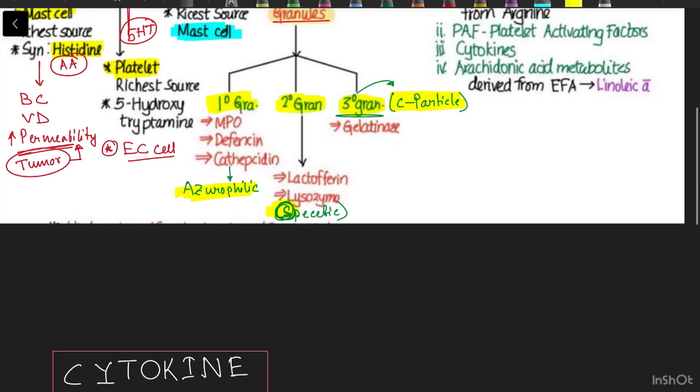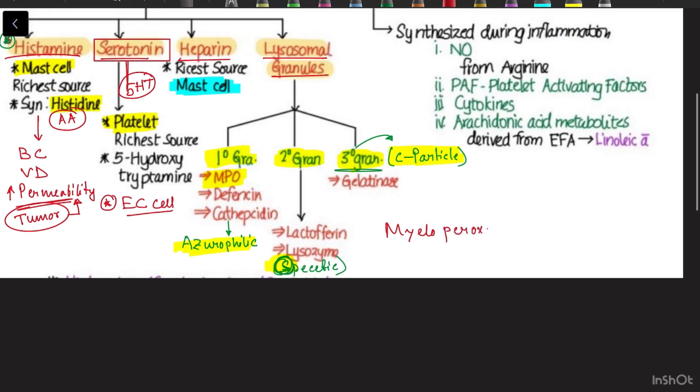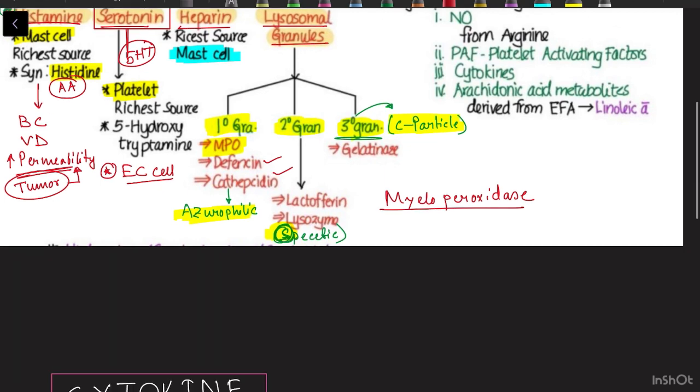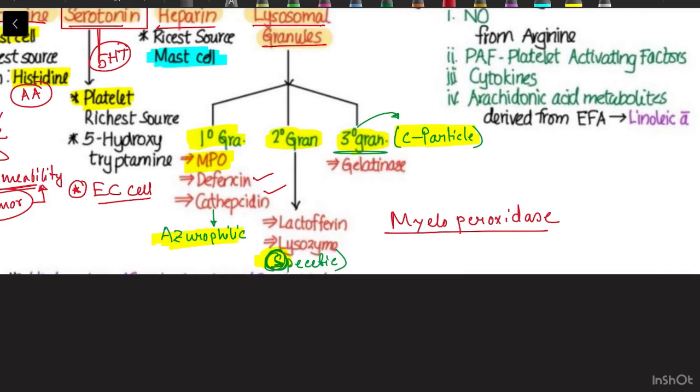Now we are going to see what are the granules. In the primary granules, we have MPO. MPO stands for myeloperoxidase. And then we have defensin and cathelicidin. And in secondary granules, we have lactoferrin and lysozyme. To remember this, lacto, you can remember it as lacto. So it will help you remember. And for gelatinase, see, it's a C particle, so you can make this C a G and remember it's gelatinase. This is how you can remember the lysosomal enzymes.